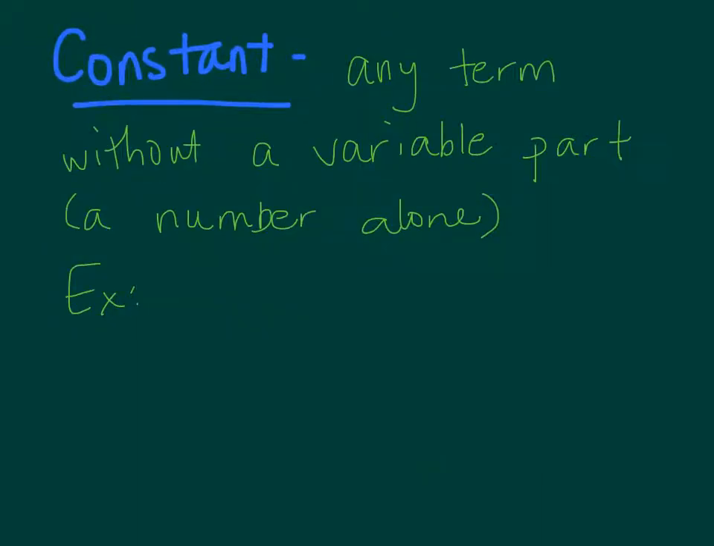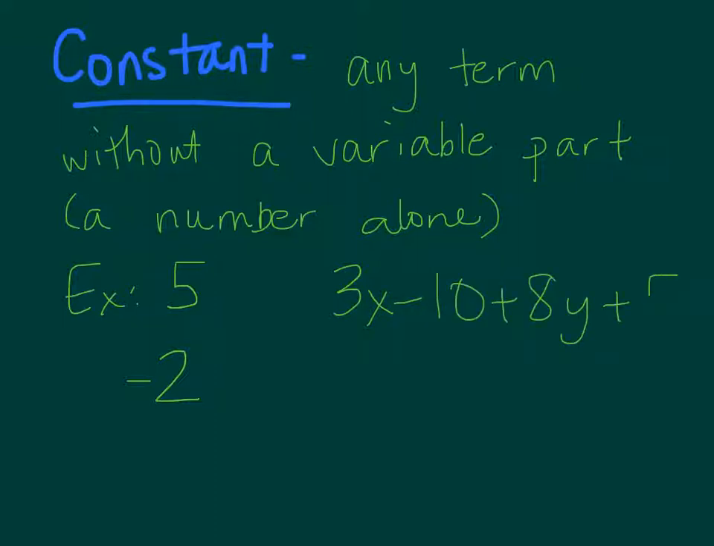Which leads us to our next term, which is a constant. A constant is any term without a variable part. So it's basically just a number alone. So it's pretty easy to come up with an example of a constant because it's just a number. A constant could be 5 or negative 2. Now for an example in an expression, if I have 3x minus 10 plus 8y plus 5, then I have 4 terms, but my 2 constants in there are the negative 10 and the 5.